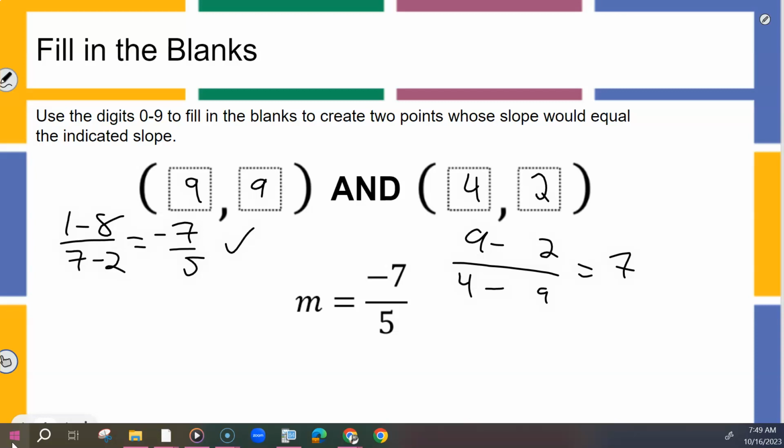Wait, but then this one is switched. So if we switch these, it's not natural, right? So 9 minus 2, 4 minus 9. Would that one work then? No, still no, because -7, that's a positive. But we have negative here. So this is going to be the same. Oh, yeah. So it doesn't matter which one is negative, as long as one is negative, but this is going to equal the same thing.